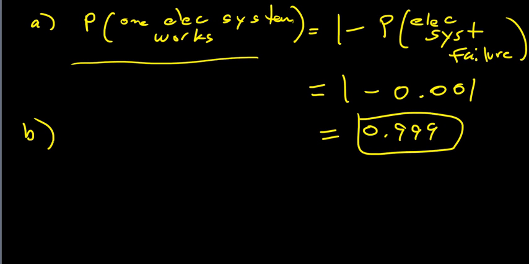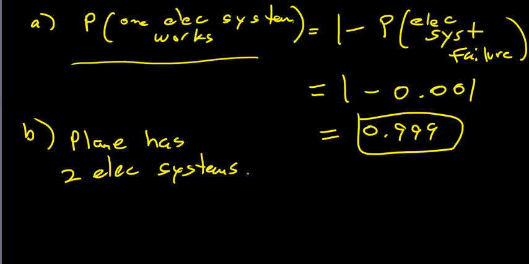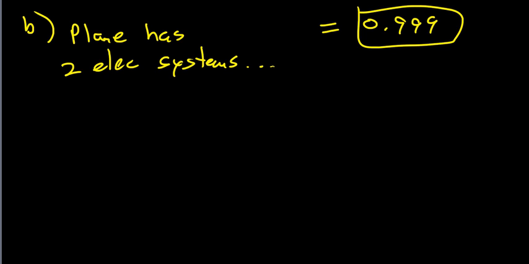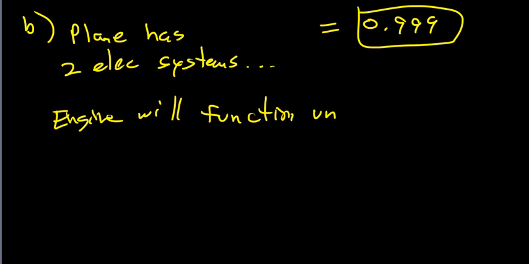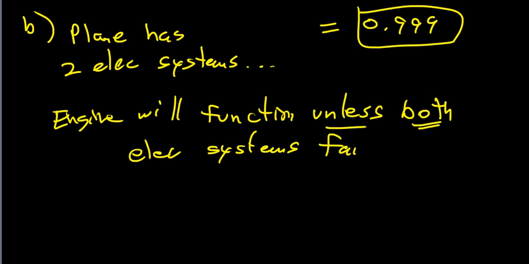How about part B? Let's say a plane has 2 electrical systems. And they ask the question, if the engine in an aircraft has 2 independent electrical systems, what is the probability that the engine can function? Well, the engine can function if one of these electrical systems works, one or the other. Let me write that down. Engine will function unless both electrical systems fail. Remember, the plane engine has two electrical systems. Alright, the engine will function unless both electrical systems fail.